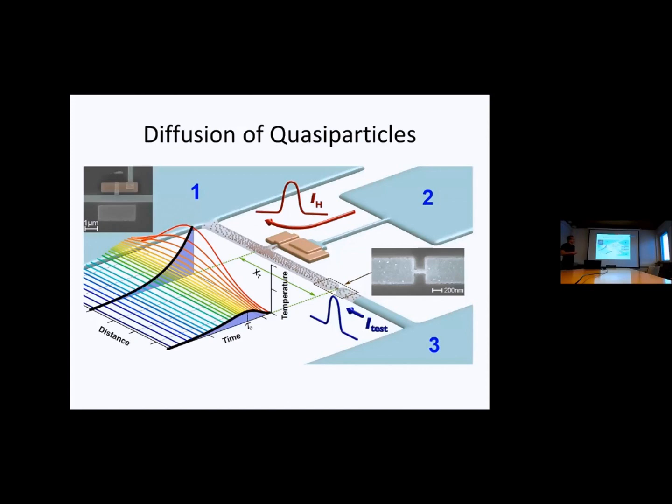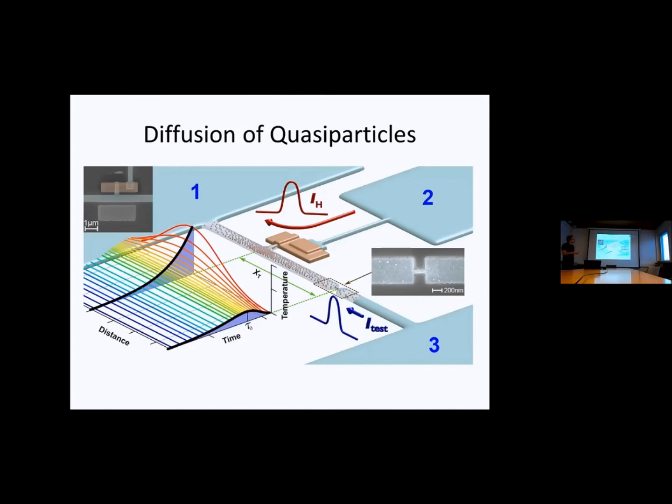We create a non-equilibrium population of quasi-particles here. They start to diffuse through this neck into the superconducting wire. These red dots are part of these quasi-particles depicted schematically. And 60 micrometers away here, we have a superconducting bridge, which is our temperature sensor. Here is the same photo of the heater.